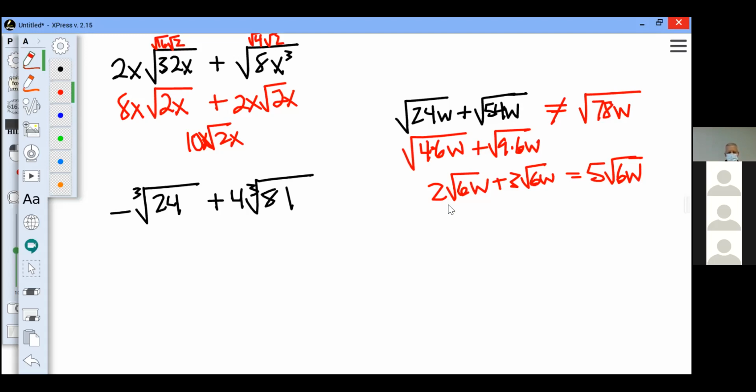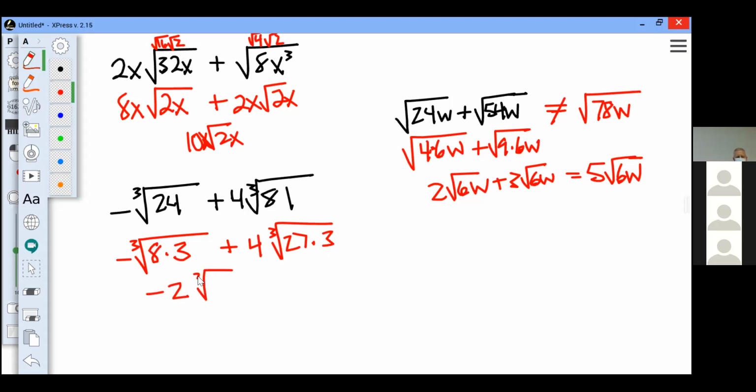10 cubed root of 3 for the last one. Probably, I think so. Let's see, what are we taking out of here? We're taking out the cubed root of 8. We got a 4 in front. We're taking out the cubed root of 27. So we're going to have negative 2 cubed roots of 3. Plus, we take the 3 out and multiply it to the 4, 12 cubed roots of 3. So 10 cubed roots of 3. Good. Awesome. Any questions about adding or subtracting?